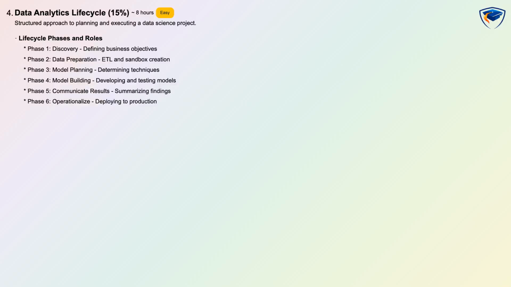Data Analytics Lifecycle accounts for 15% of the exam, is easy difficulty with an estimated 8 hours of study and conceptual plus scenario assessments. This domain defines a structured approach to planning and executing data science projects and clarifies the roles needed for success. Learn each life cycle phase from discovery and defining business objectives, to data preparation including ETL and sandbox creation, through model planning and building with testing, then communicating results and operationalizing models in production, and how these phases inform task selection, team responsibilities and project governance.